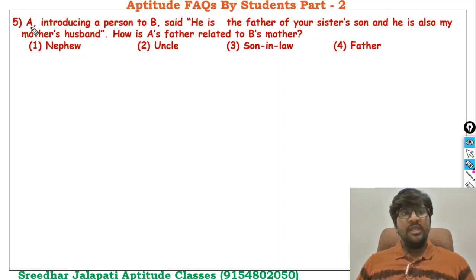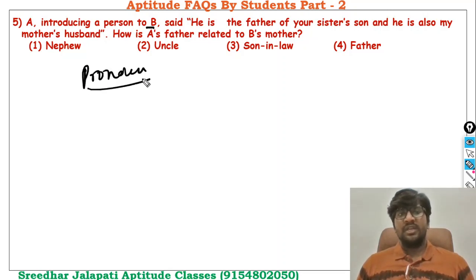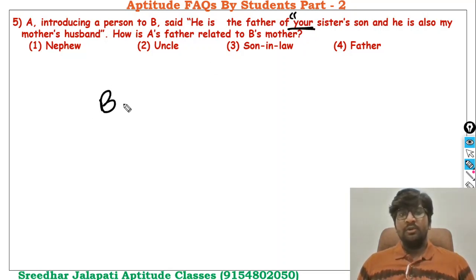Now here A is talking to B, so your stands for B. So A is introducing a third person and the third person is related to B. So always these kind of introducing questions, pointing to photograph questions, one should start with the pronoun. What do you mean by starting with pronoun? His, her, yours, right? So in this question, I should start with this information. Your stands for, as A is talking to B, your sister, B's sister's son.